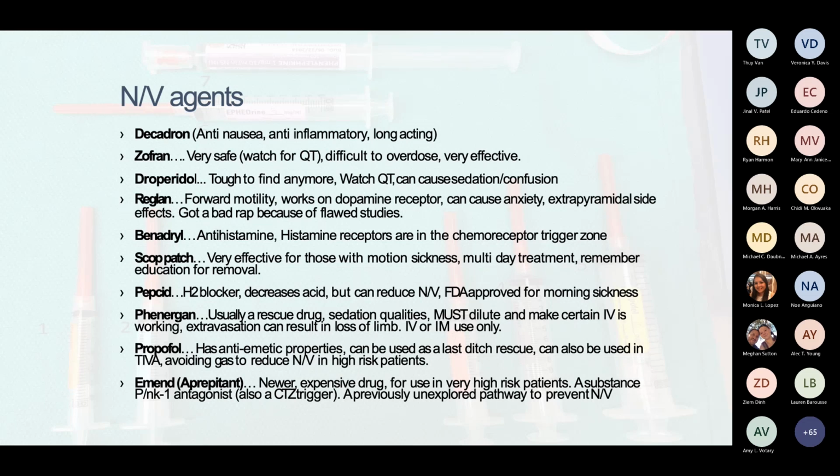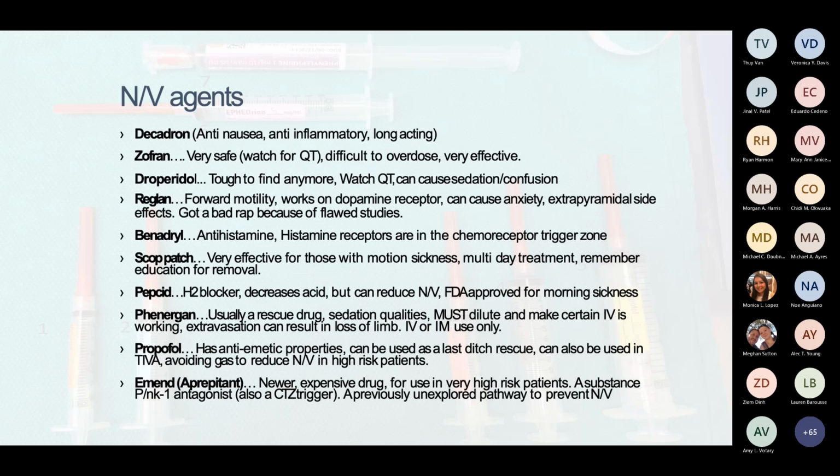If you've got somebody that's especially high risk for reflux, Pepcid is pretty common. It not only decreases the acid level, but it also reduces the nausea and vomiting. The FDA approved it for morning sickness. I'm not sure it really helps, but it's one of the few things that's FDA approved for pregnancy.